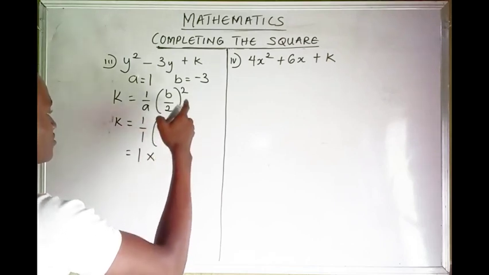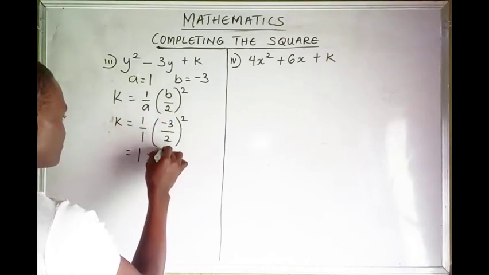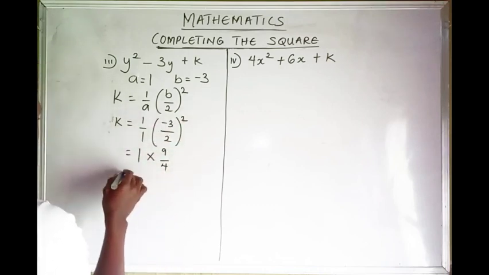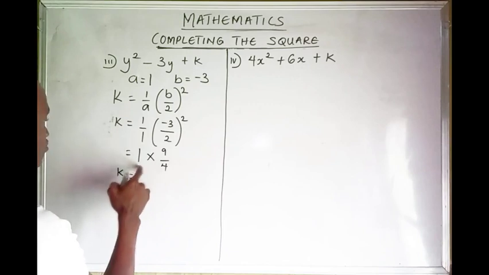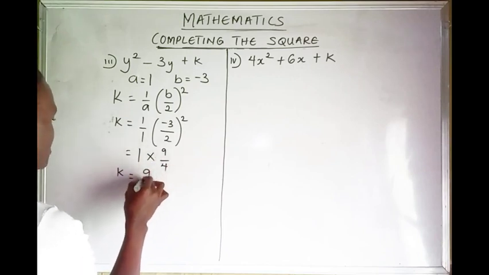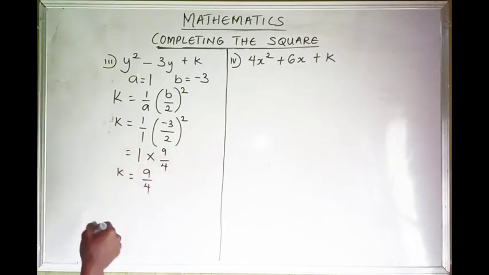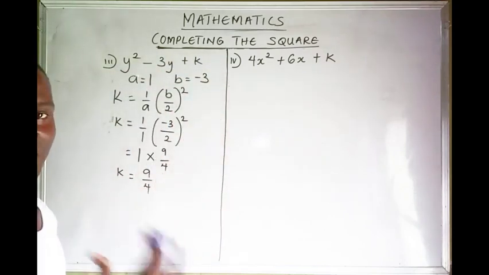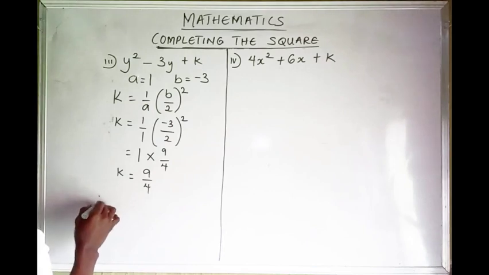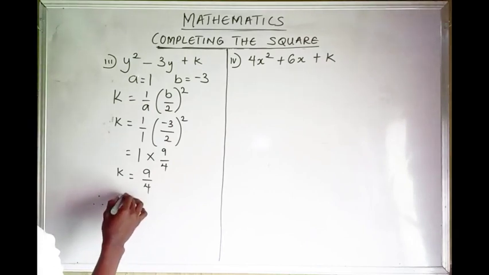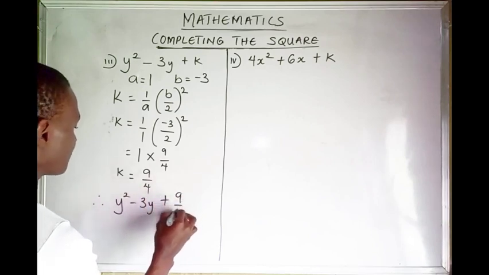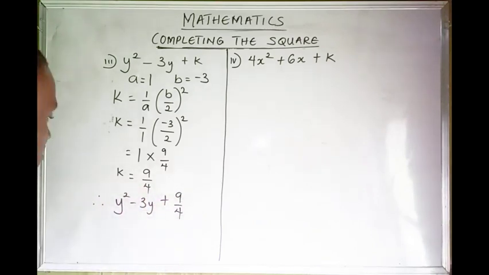Minus 3 to the power of 2 will give us a positive 9. And 2 to the power of 2 will give us a 4. Then we have our k is equal to 1 times 9 over 4, and that is 9 over 4. What this means is that if we change this k to 9 over 4, then we have a perfect square. So therefore, we can say y squared minus 3y plus 9 over 4 is a perfect square because 9 over 4 had been added to it.